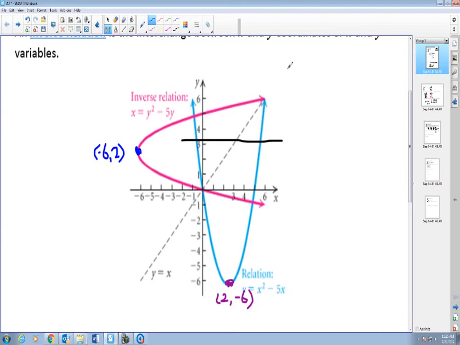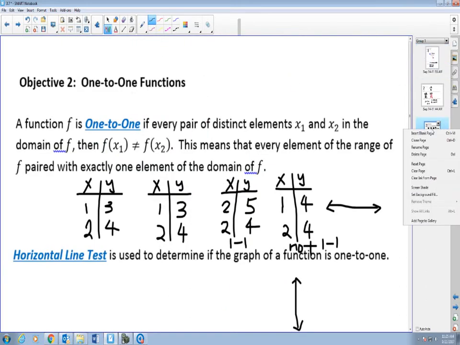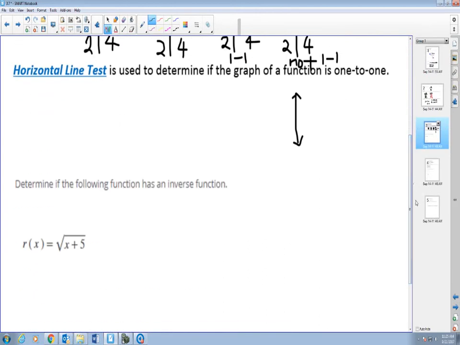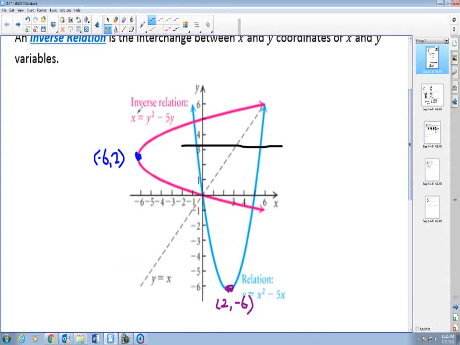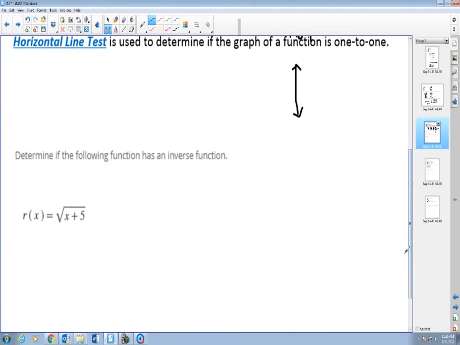So what's the big deal about not being a one-to-one function? If it's not a one-to-one function, then you don't have an inverse function. What you have instead is called the inverse relation, because remember, this is not even a function once you drew it out. So if it's not one-to-one, then you don't have an inverse function. That means you cannot interchange between your x and y coordinates.